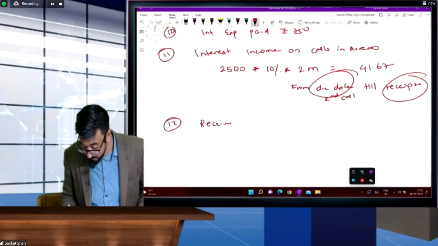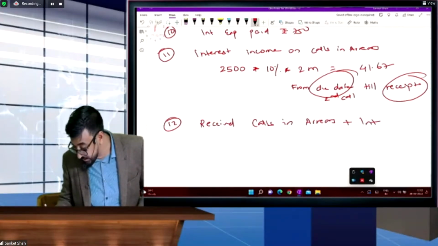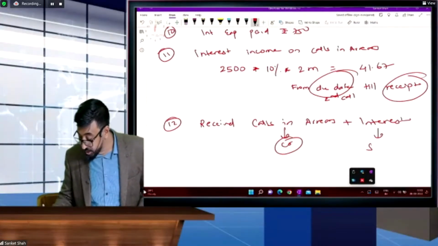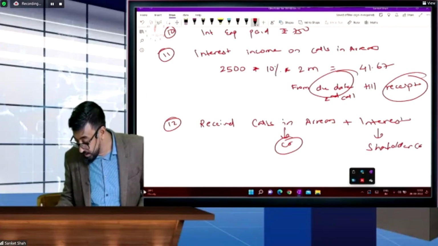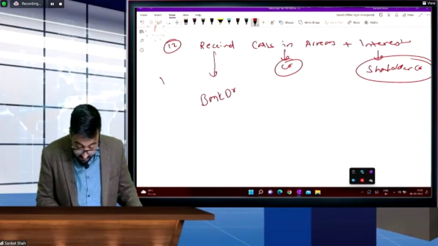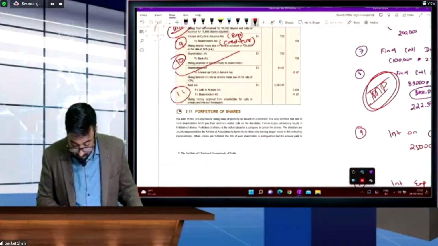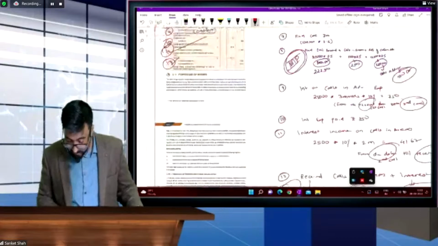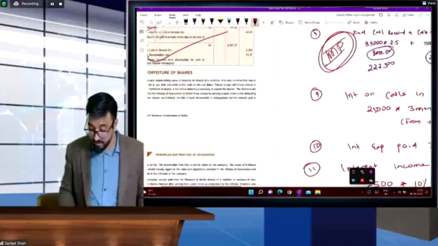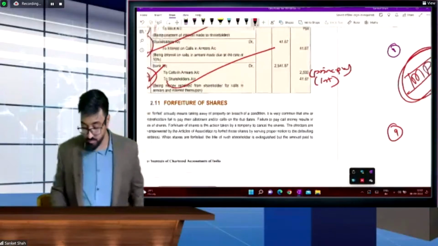Received calls in arrears plus interest. So calls in arrears has to be credited, interest has to be credited to the shareholder. We will credit the shareholder and debit received bank. This is also again an important entry. Now it's easy beta. 11/12 bank account debit 256141.67. This is the principal amount and this is interest amount to shareholder.